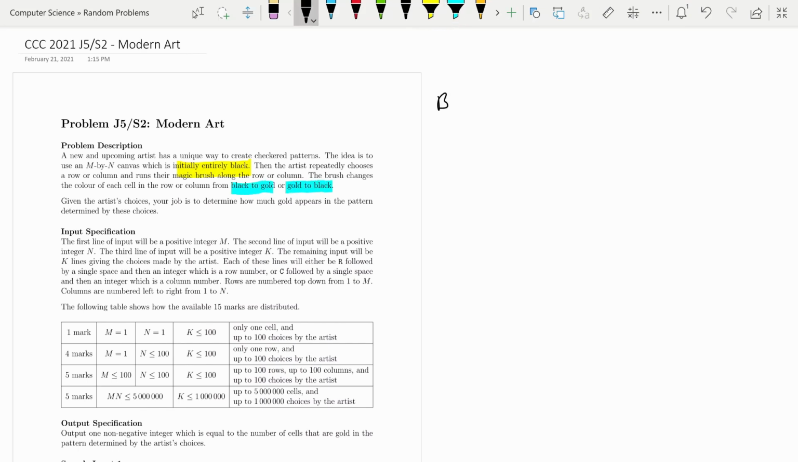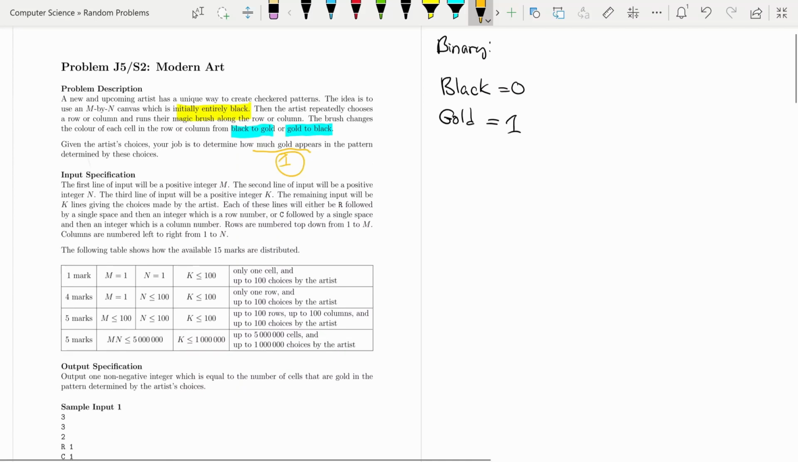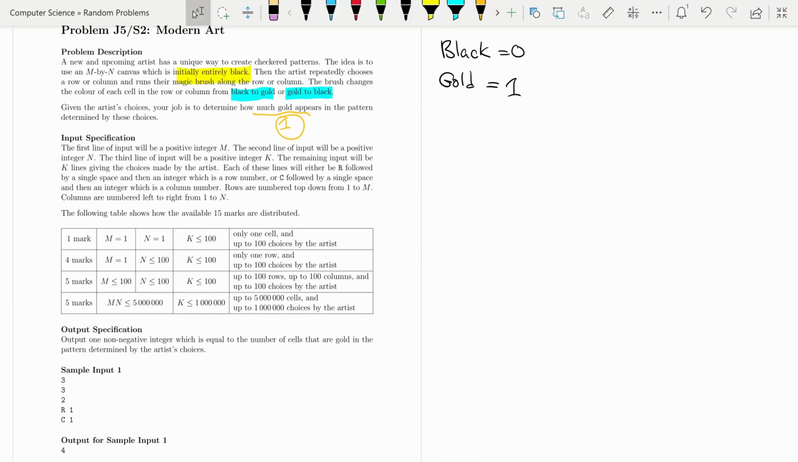Now what this allows us to do is represent this in a binary representation, where black is equal to 0, and gold is equal to 1. Now our final objective is to find how much gold, or how much 1, appears in the final pattern. Now when we look at the input constraints, we notice something big. We notice that the size of the grid can be up to 5 million times 5 million, which would make a simulation algorithm completely infeasible, as the amount of strokes is also up to 1 million.